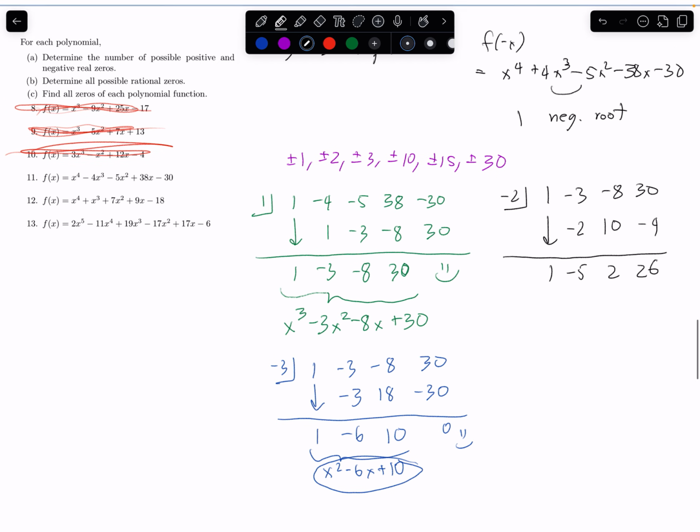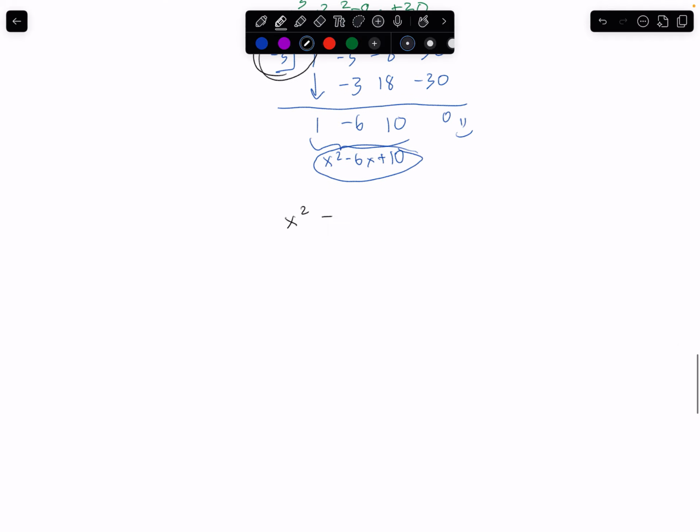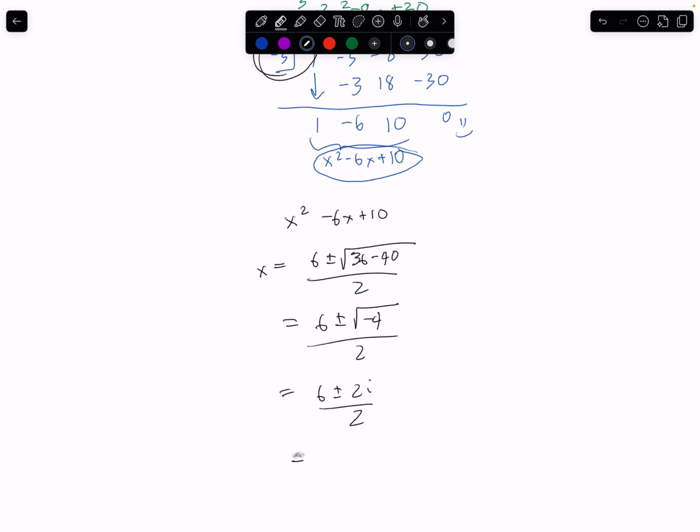So far I found 1 and negative 3 as the roots, right? To find the last 2, I'm going to just take that quadratic, x squared minus 6x plus 10, and punch it into the quadratic equation. Negative b, which is positive 6, plus or minus the square root of b squared minus 4ac, which is 40, all over 2. Oh, yeah. See, this is one we saw before. 6 plus or minus the square root of negative 4 over 2, which is 6 plus or minus 2i over 2, which is 3 plus or minus i.